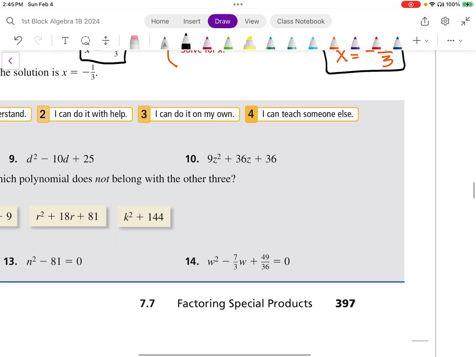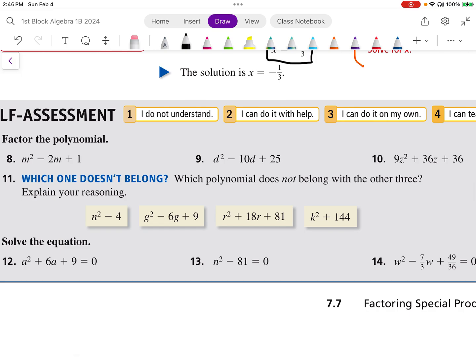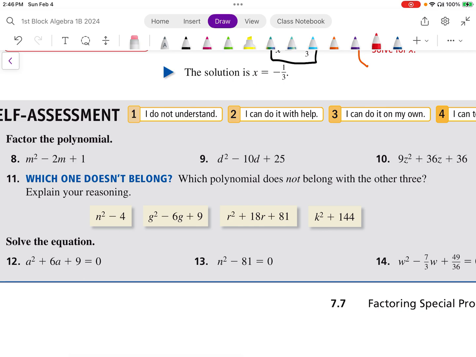So factoring a perfect square trinomial, solving an equation where we're factoring with a special product. So let's try 10 and 12 and 13. You're going to give these a try on your own. Pause the video, work them out, and come back here to see your answers.